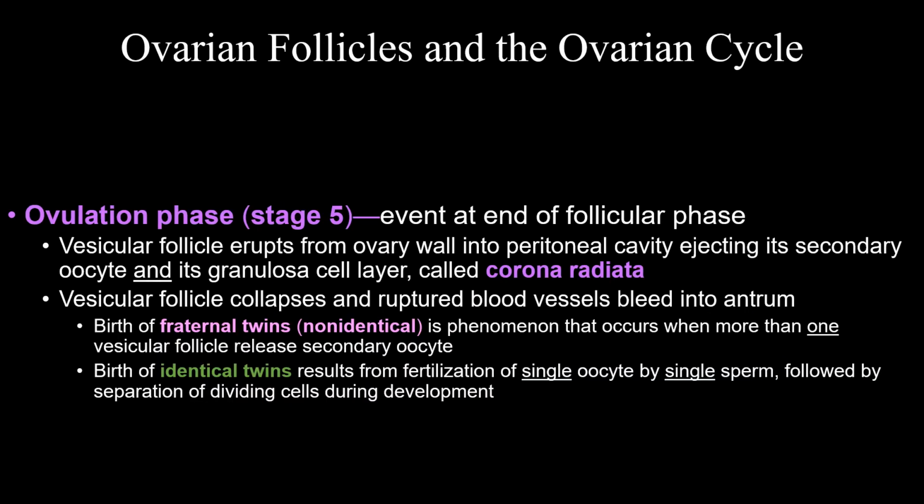Now, in the ovulation phase, most often just called ovulation, the secondary oocyte and its associated granulosa cells, now called the corona radiata, are going to be released from the ovary. The fimbriae of the uterine tube sweep the ovarian surface, allowing them to catch this ovulated secondary oocyte, and the oocyte is carried then into the uterine tube, where through peristalsis and beating cilia, it manages to move the oocyte toward the uterus.